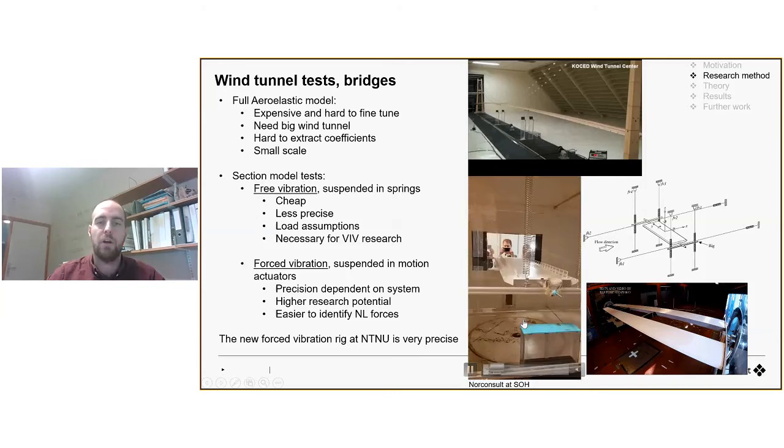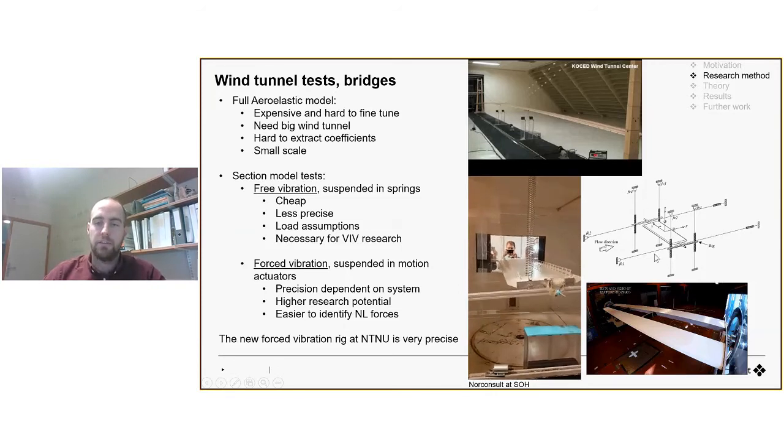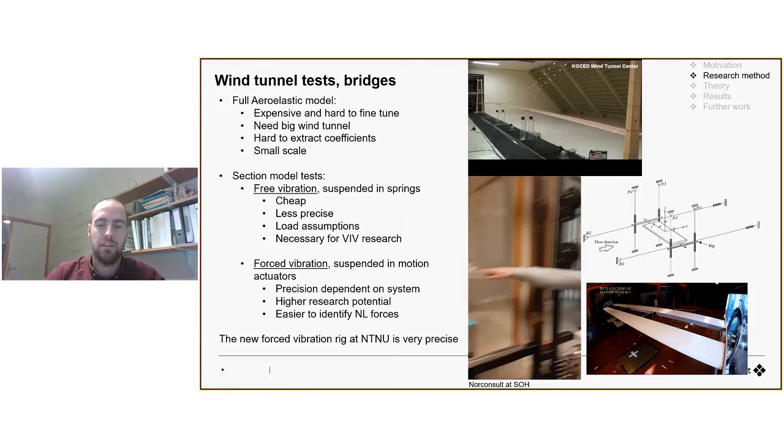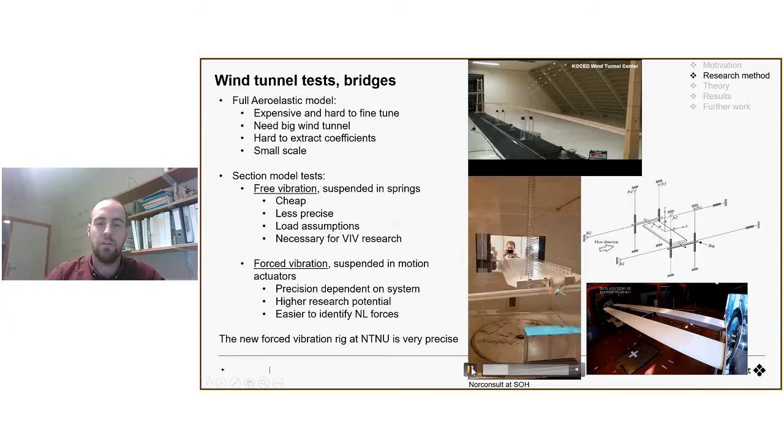You have this free vibration setup where you suspend the cross section in springs, and you have a mass system, so you can calibrate. You can get the two eigenfrequencies, the vertical and torsional eigenfrequencies. You can see that this is a test done by Sveinung Ole Hansen in København, and this is a test to show that we can get flutter instability in the wind tunnel. This is cheap. It's less precise, at least at some points. It's necessary if you want to check vortex-induced vibrations, but yeah.